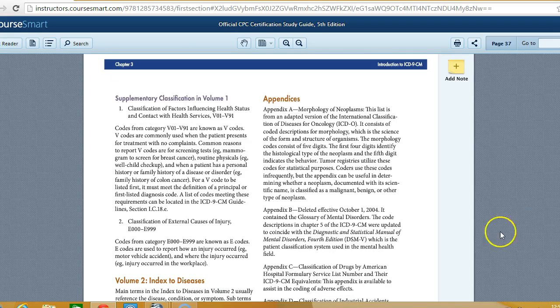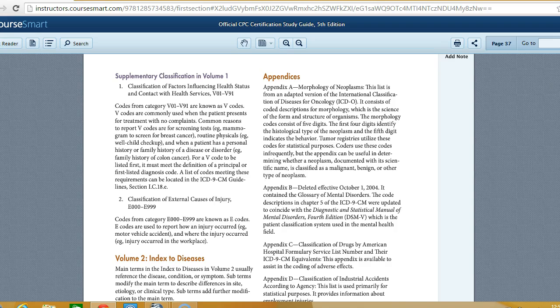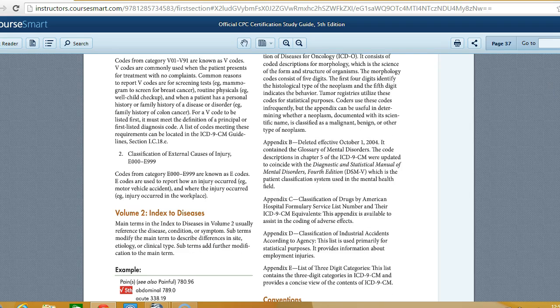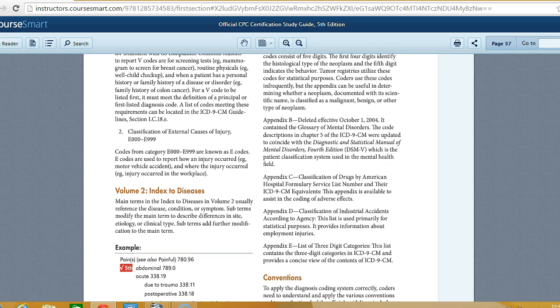Now also remember, you all, where your appendices are. You have Appendix A, and these are the morphology of the neoplasm, which we do nothing with. We have some deleted codes effective October 1st of every year. The classification of drugs by the American Hospital Formulary Service list number and their ICD-9-CM equivalents. Then we have Appendix D, the classification of industrial accidents according to agencies. Then we have Appendix E. This is the list containing 3-digit categories in ICD-9, and provides a concise view of the contents of ICD-9.